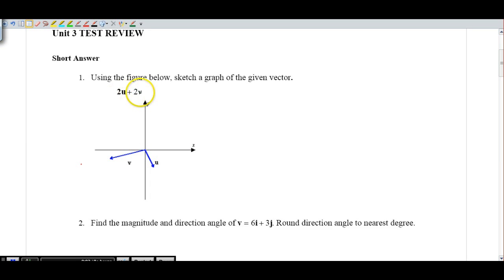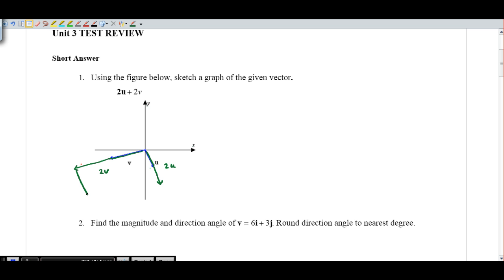Okay, 2u plus 2v. First I need 1u, and then I need 2u. And this is 2u. And now I need 2v. So I have 1v, and then I have 2v. So 2v. I'm going to take my 2u and slide it on over.